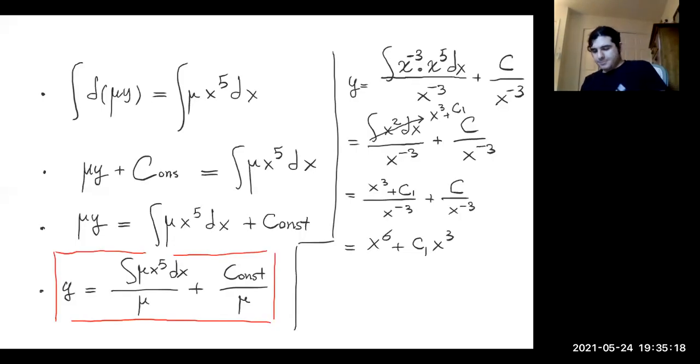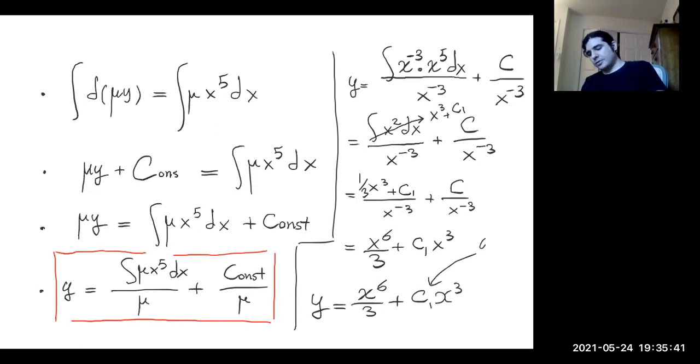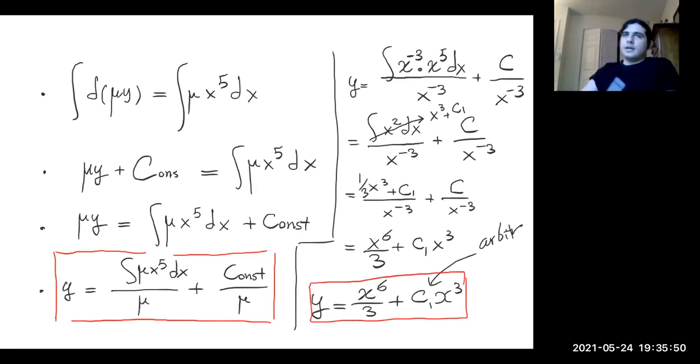Integral. Sorry, so the integral would be 1 over 3x cubed. So it would be x to the 6 over 3 plus a constant c1 x cubed. So the general solution to this equation would be x to the 6 over 3 plus a constant times x to the 3. And this constant is arbitrary. It can be anything. And that's the method for solving these equations.